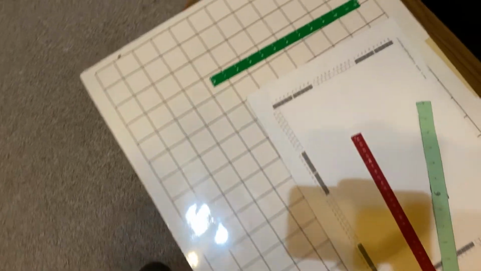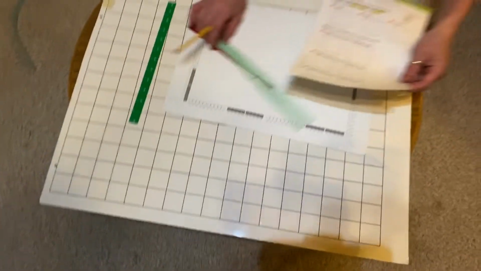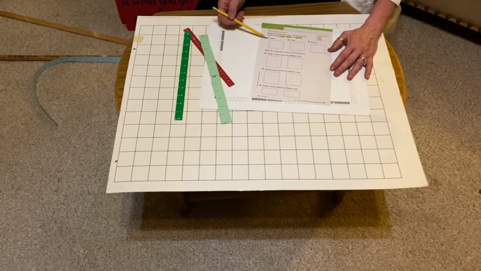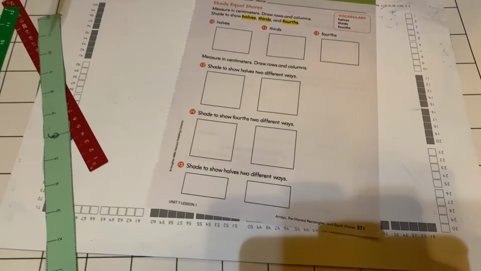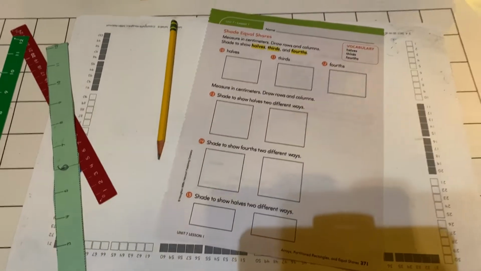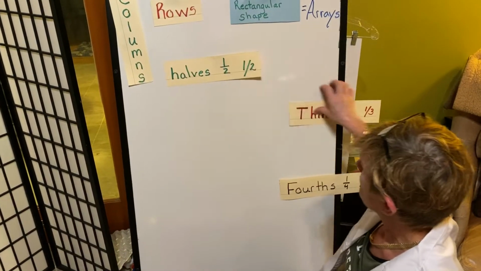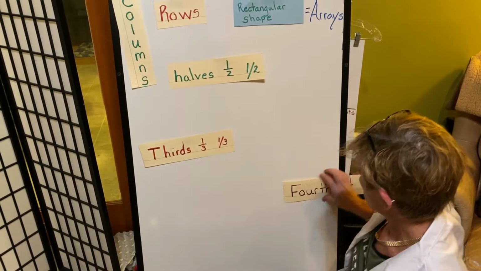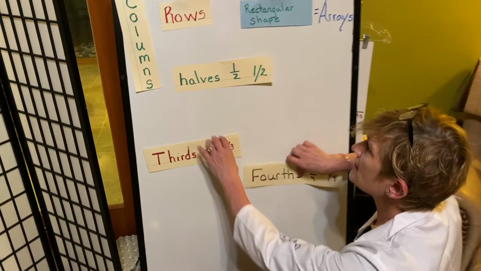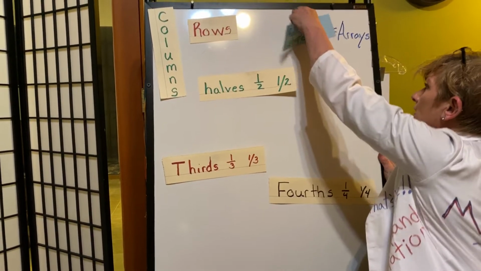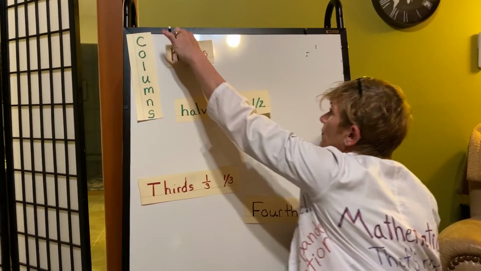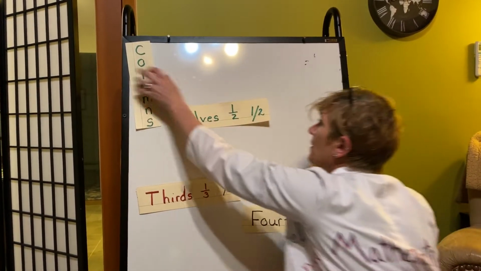Friends, the other thing I want to talk to you really quick about is they're asking you to show halves and thirds and fourths. Holy moly, we're talking fractions. Let's talk about that really quick. Halves, thirds, and fourths. Friends, we have done this before in the classroom. You're simply going to take a whole and you're breaking it up into parts.